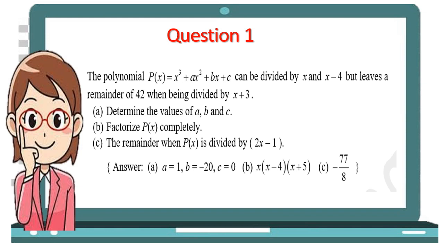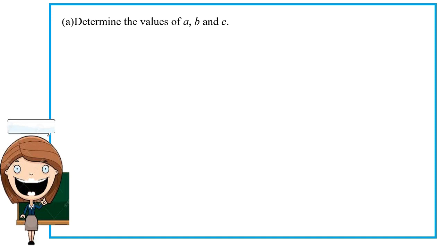First of all, A, we need to determine the values of a, b, c. B, we have to factorize the polynomial p(x) completely. And finally, we are going to find the remainder of p(x) when it's divided by 2x minus 1. A, we are going to determine the values of a, b, c.